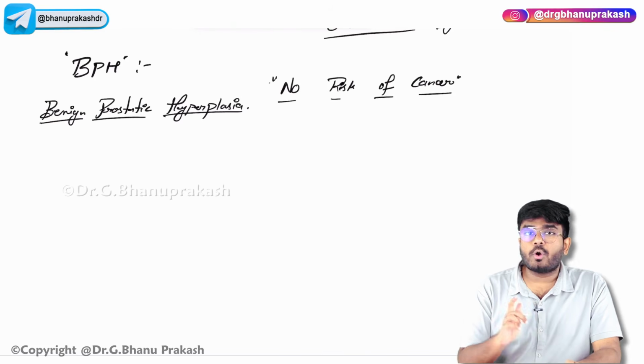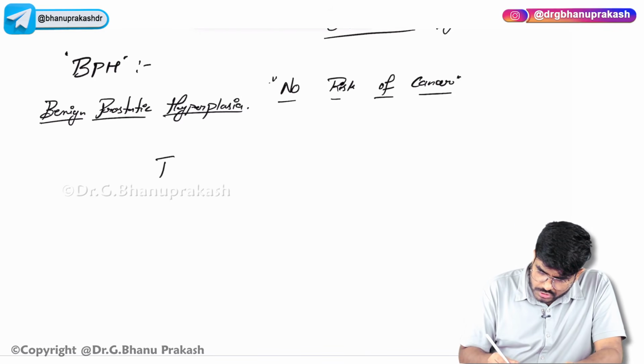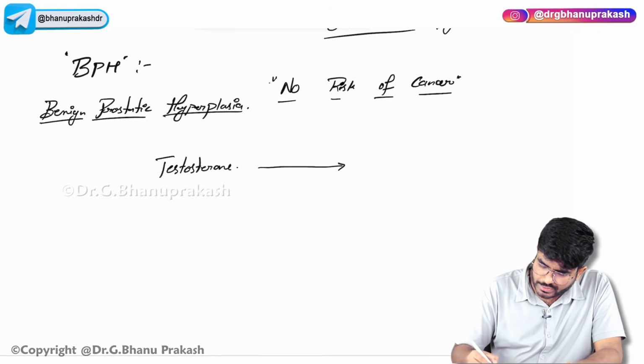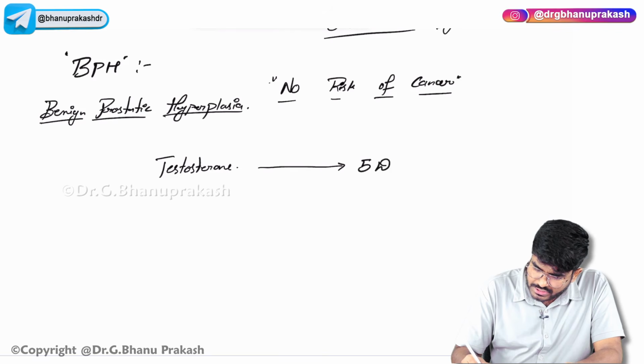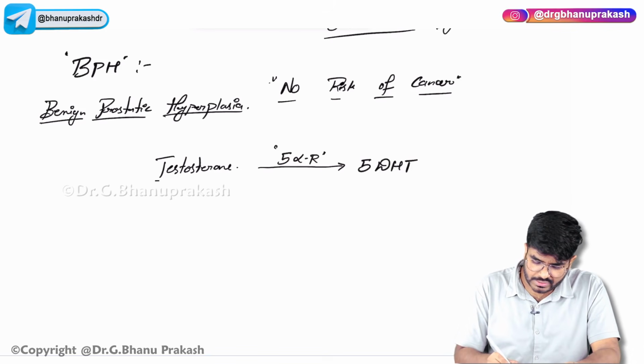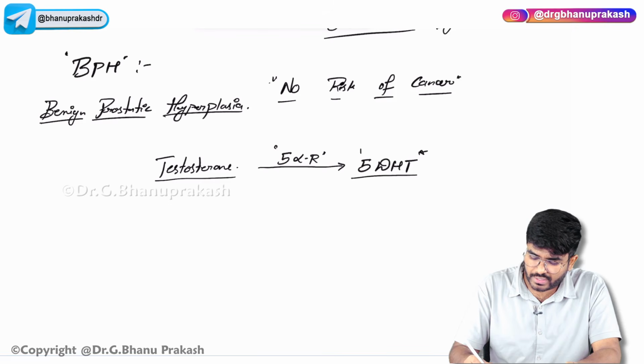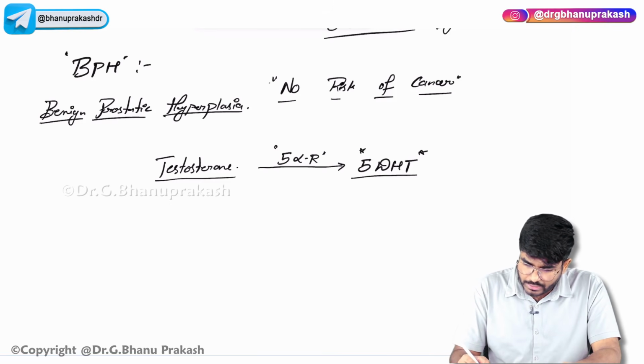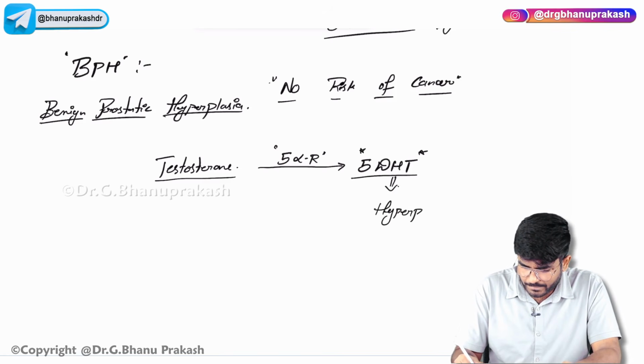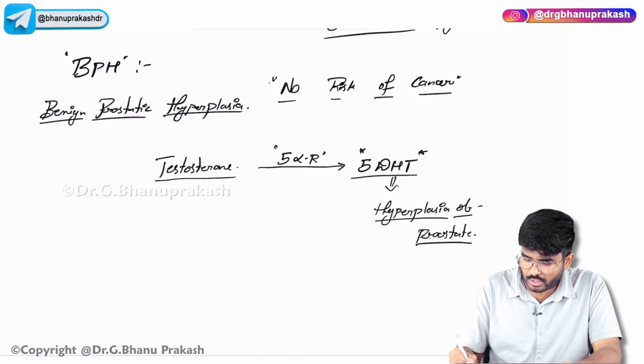So, let me put one important point here. Testosterone in males will be converted into 5-DHT, dihydrotestosterone, with the help of an enzyme called 5-alpha reductase. So, this 5-alpha reductase is the one which converts the testosterone into a more potent form, the 5-dihydrotestosterone. This dihydrotestosterone is responsible for the hyperplasia of the prostate.